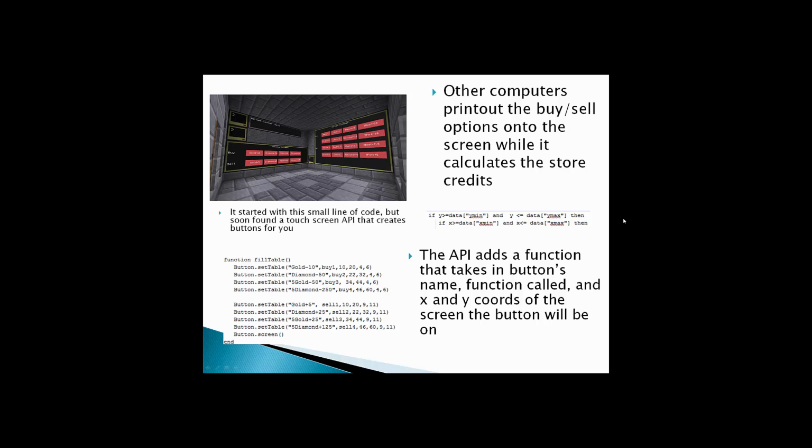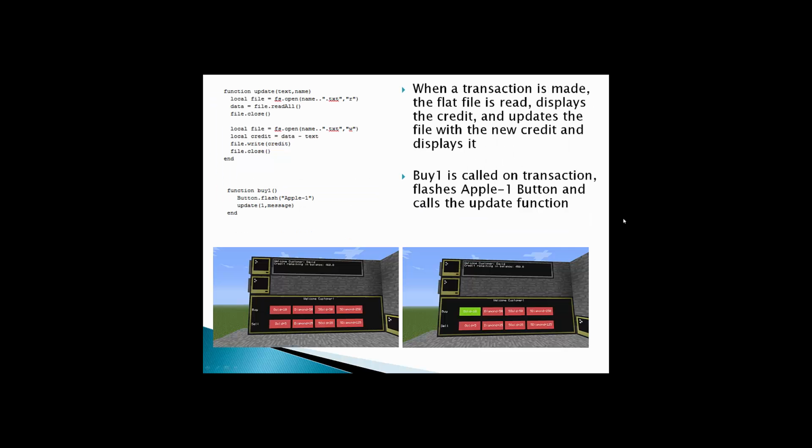When a user clicks on a button, it will flash green and call the update function, which will open the file, read the current data on it, and change the data to the current data plus however much credit needs to be taken away. So let's say you buy one apple, which costs 1 credit. The screen will flash green as shown, and it will take away 1 credit and save that onto the file.